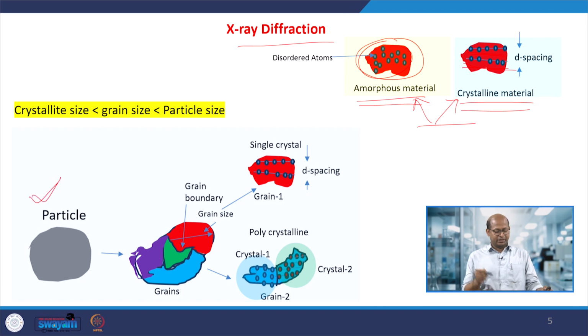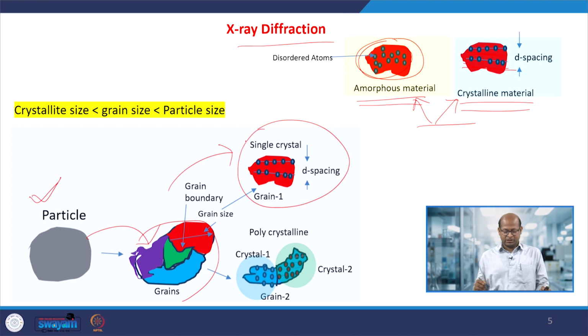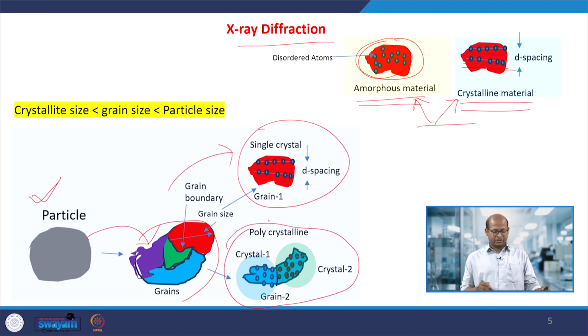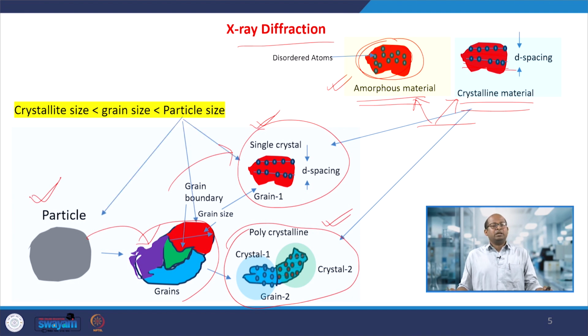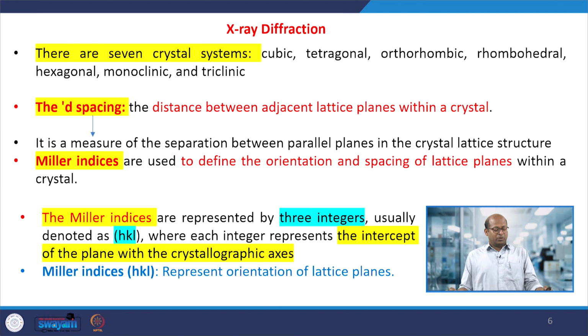Here is an example scheme showing how we get from particles to different polycrystalline materials, and from one crystal to a single crystal. This is a single crystal material, and this is a polycrystalline material, in which a different arrangement or more than one crystal is present in the grains. Depending upon the method of synthesis, we can classify a material as amorphous, crystalline, single crystal or polycrystalline.